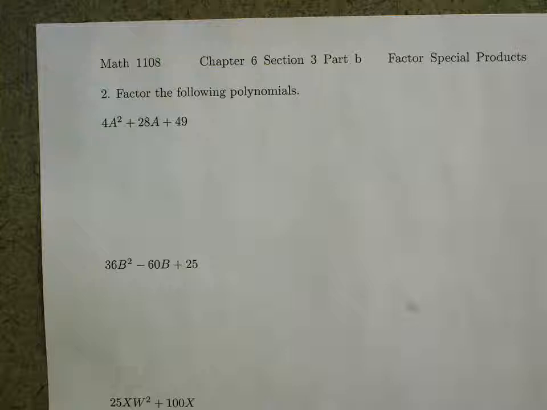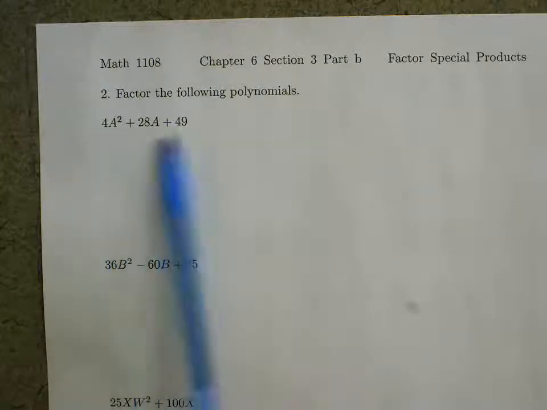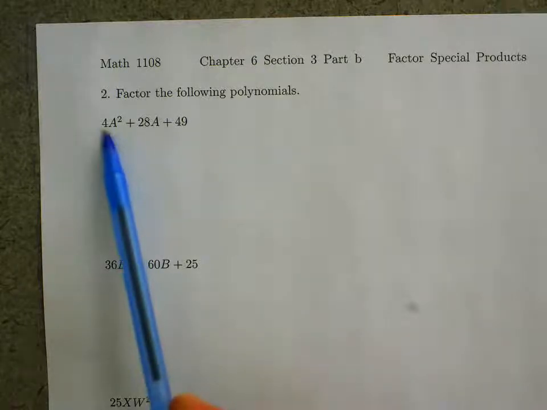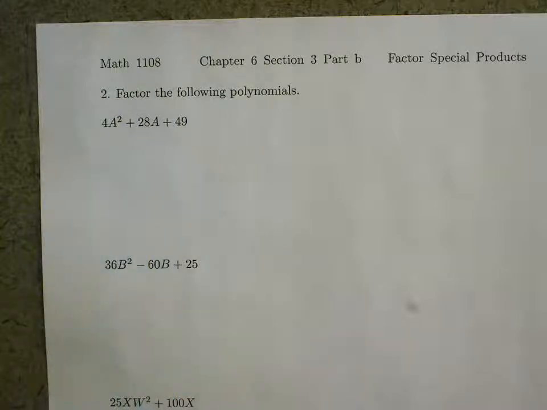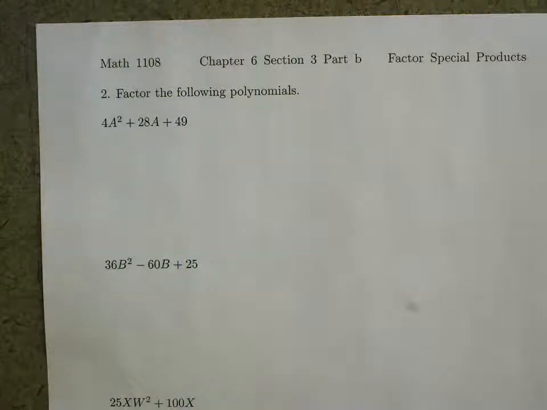Factor the following: 4a squared plus 28a plus 49. The greatest common factor of all three terms is 1. Notice the first term on the left is a perfect square. If you square the term 2a, you get 4a squared. 49 is also a perfect square because 7 squared is 49. So maybe you're wondering if it's a perfect square trinomial.